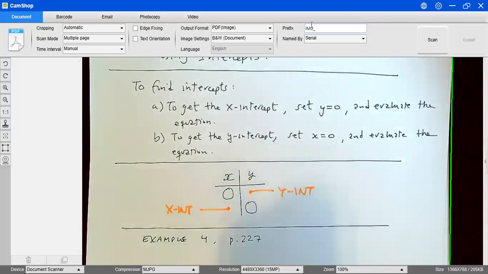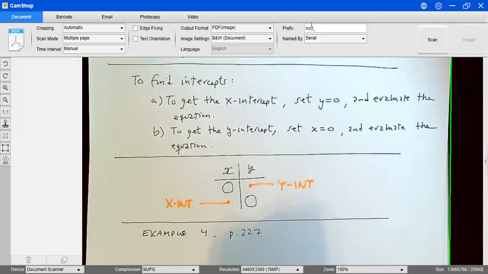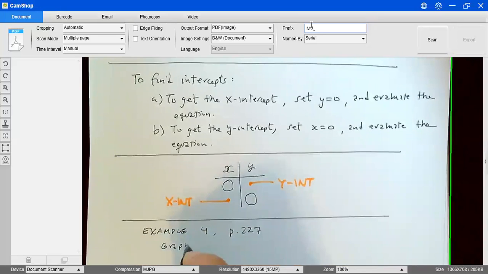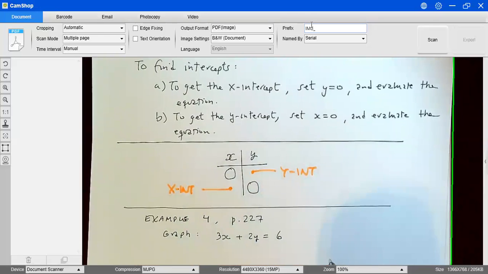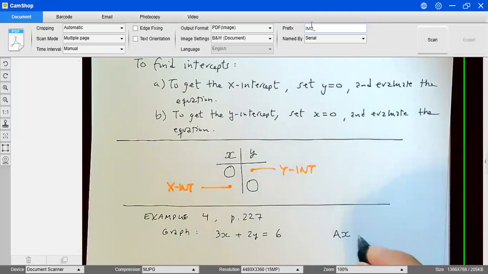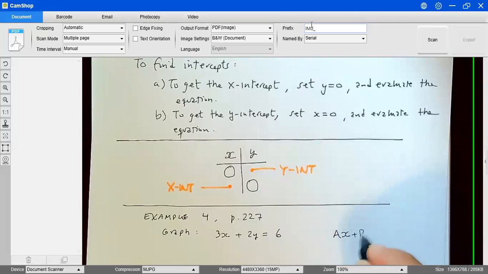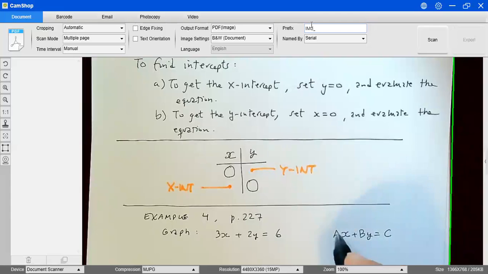Example 4 is on page 227, and we're going to graph 3x plus 2y equals 6. This is for the case when you have the linear equation expressed as ax plus by equal to c. That is the case when you have both variables x and y on the left-hand side. If you have a linear equation with this form, then use this method, the intercepts, to graph the equation.